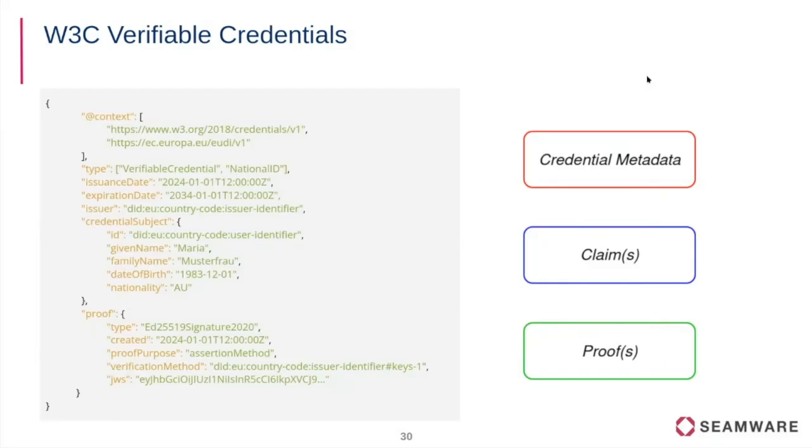Now, how does a verifiable credential look in the wild? It essentially consists of three parts. The credential contains some credential metadata. It contains some claims that hold the actual payload about what we want to attest about a user, and it contains the proof section, which then guarantees the integrity of our verifiable credential.